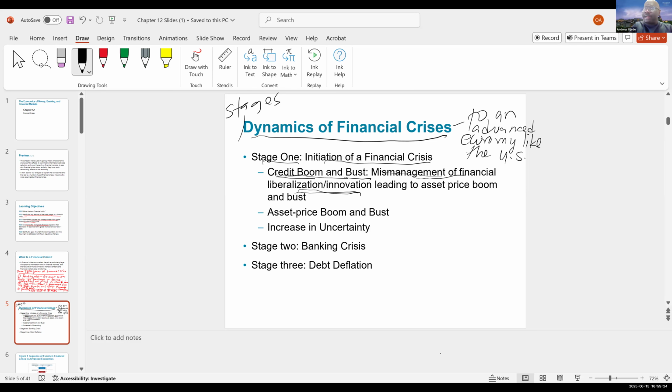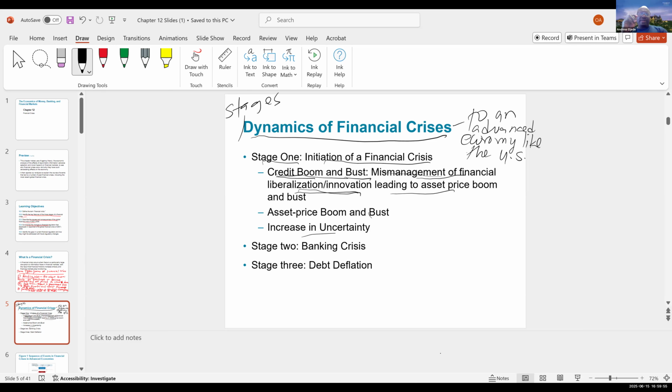So those liberalization innovations sometimes lead to asset price booms and busts. Okay, where the values of assets like housing or stock go up, increase exponentially, and then eventually they bust. Bust basically means that they stop increasing, but in fact they start plummeting. Values of assets start declining after a significant boom. And once things start to fall apart, then that can lead to uncertainty.